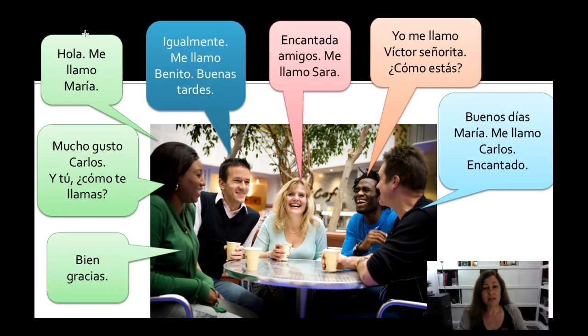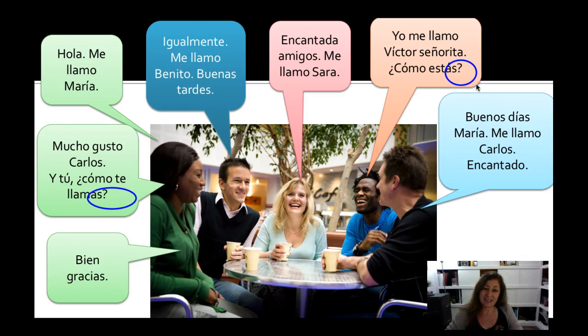So let's take a look at this conversation. A lot going on, some friends getting together. So she's addressing the group, and then he answers back, Buenos días, María. Me llamo Carlos. Encantado. She speaks with the tú form to him. Victor also speaks with the tú form. They're all speaking informally because they're about the same age. They're friends. They kind of say different things.